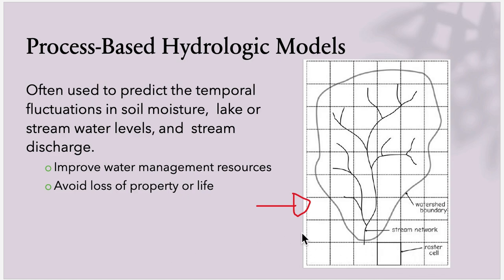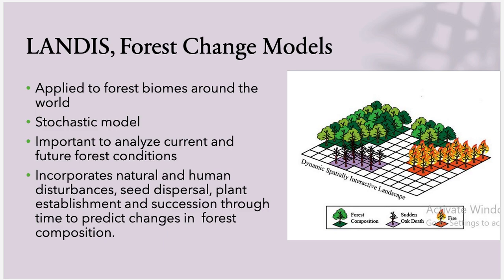Because we know it's a raster-based model, we are using satellite imagery because of the pixel sizes. We can see this is the stream network and our watershed boundary. Our next application is LANDIS, which is a forest change model. LANDIS also uses raster-based data. We are using satellite imagery because satellite imagery uses pixel sizes and cells.